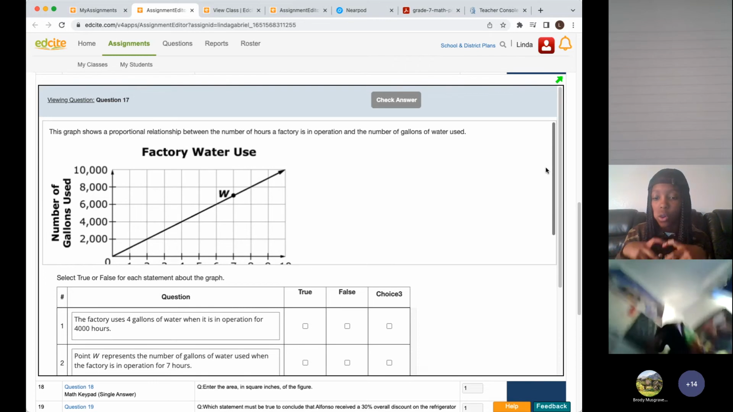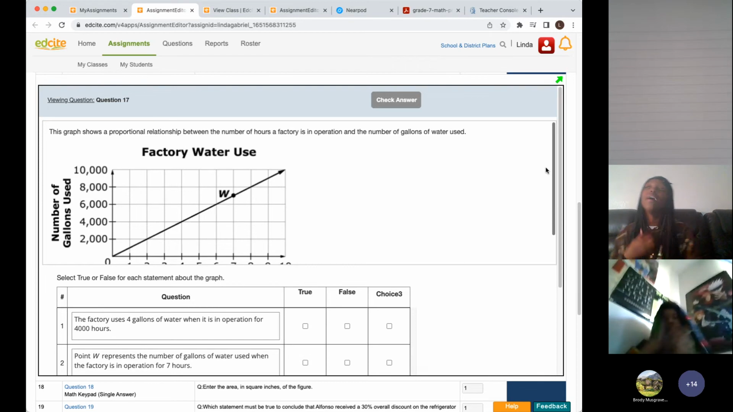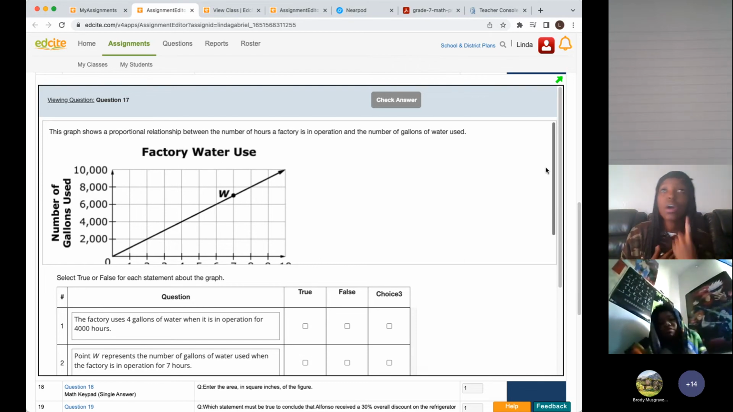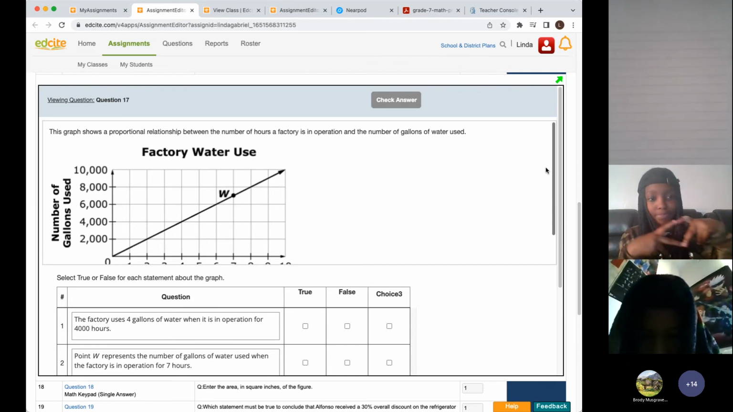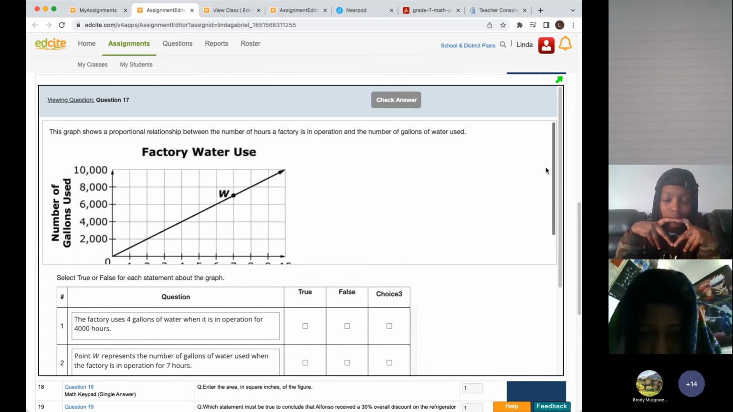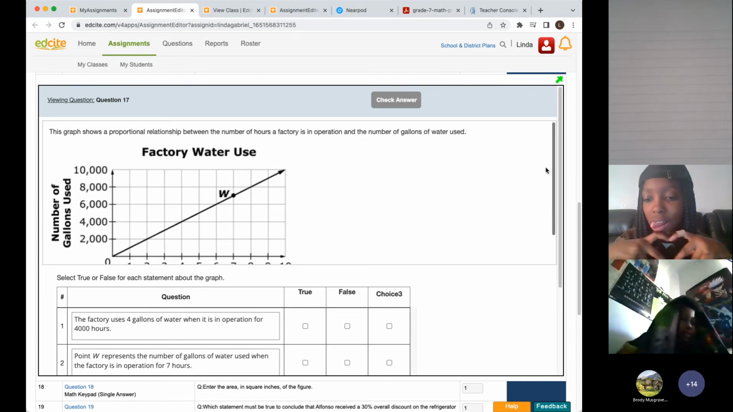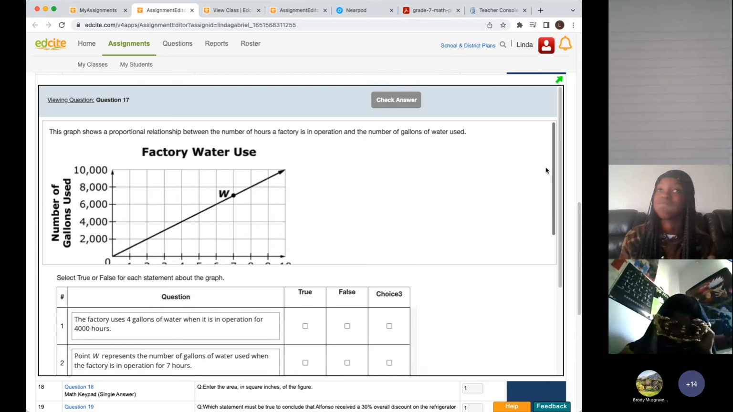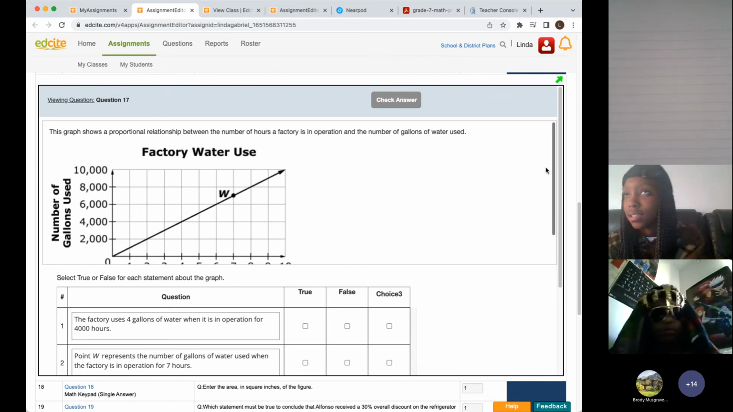So it says, the graph shows a proportional relationship between the numbers of hours the factory is in operation and the number of gallons of water used. Remember earlier in the quarter, I've only been with you guys for a quarter, I told you the most important thing that you need to learn in 7th grade is proportionality. So the rest of these questions have a lot to do with proportionality and area. The area also has a lot to do with proportionality. So just forewarning you guys, we will have a lot of proportionality questions coming up.